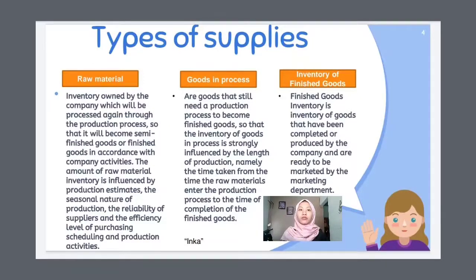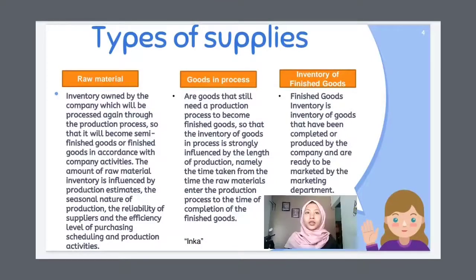Inventory owned by the company which will be processed again throughout the production process so that it will become semi-finished goods or finished goods in accordance with company activities. The amount of raw material inventory is influenced by production estimate, the seasonal nature of production, the reliability of suppliers, and the efficiency level of purchasing, scheduling, and production activities.